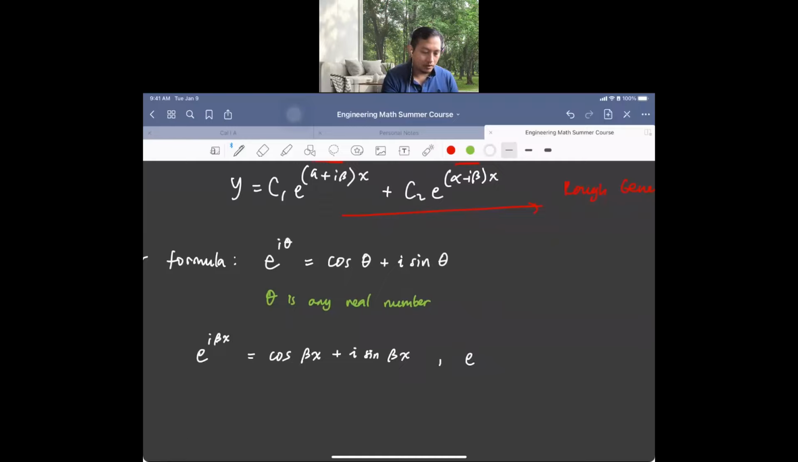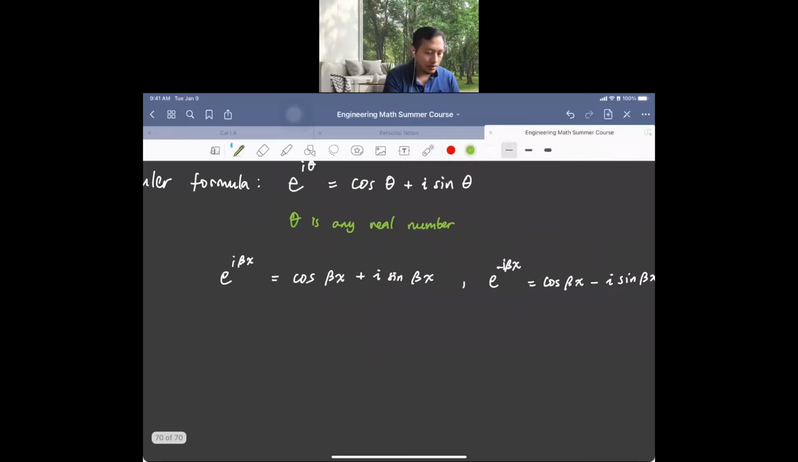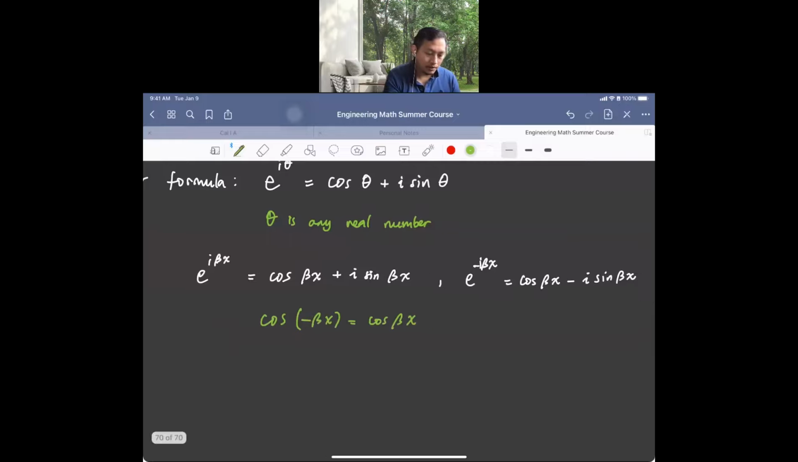And on the other hand, we will have e to the negative i beta x, which is now negative. Okay, now we know that cosine in the fourth quadrant is positive, and sine in the fourth quadrant becomes negative, right?